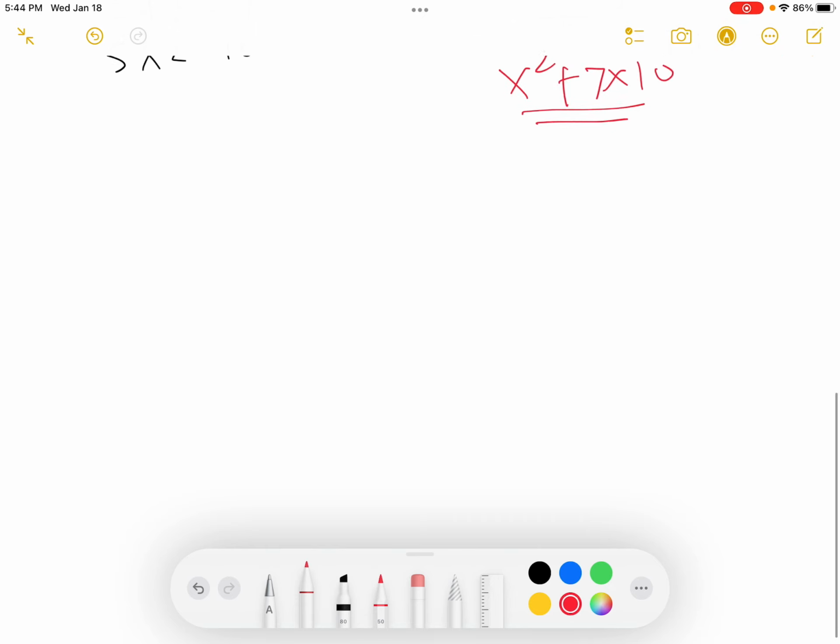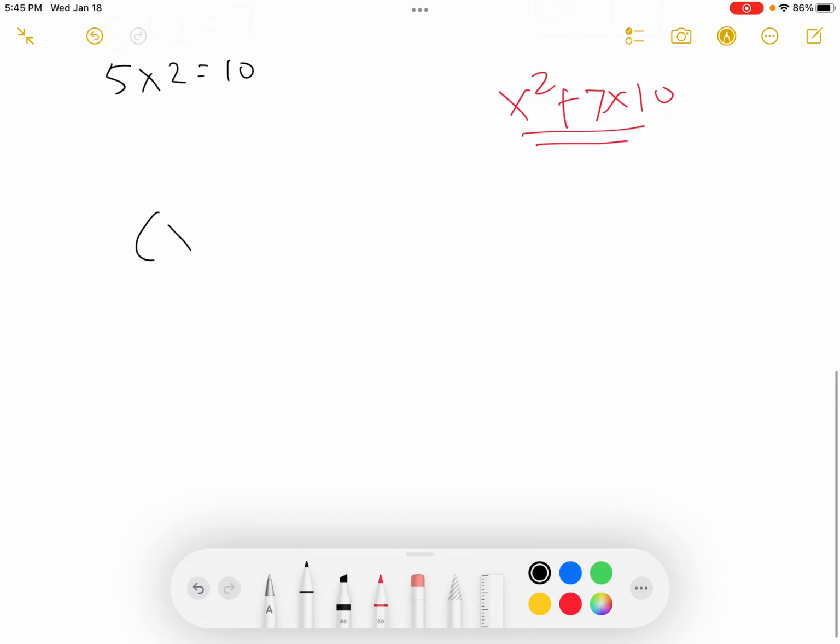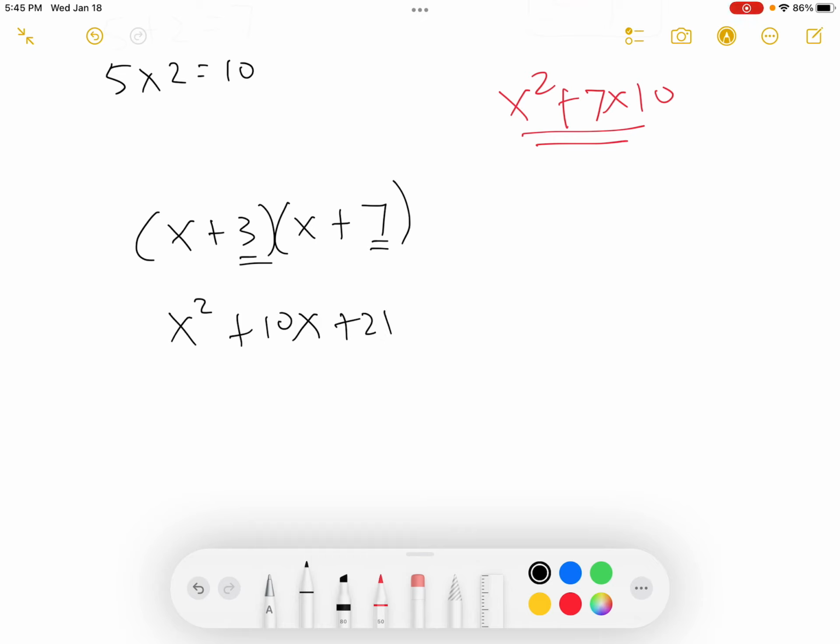Okay, this one's for you. Let's do this. X plus 3, x plus 7. Great. X squared, 3 plus 7 is 10. 3 times 7 is 21. Okay, so that's the idea of multiplying those two things together. Let's actually do one final one, then I'll close this video.